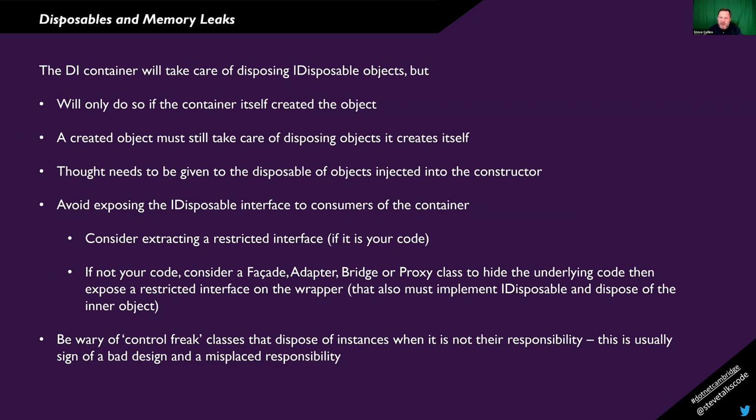Coming back to hiding the dispose method, if you can't change the class because you just don't own the source code and it doesn't already have an abstraction that hides the dispose, you may want to consider using one of the Gang of Four patterns such as facade, adapter, bridge, or proxy. These are all variations of the same kind of theme of basically creating a wrapper class to handle the creation and disposal of the class instance for you.